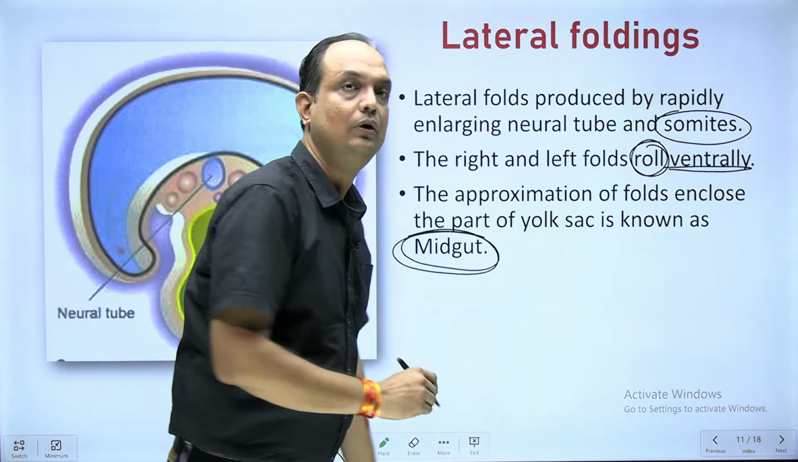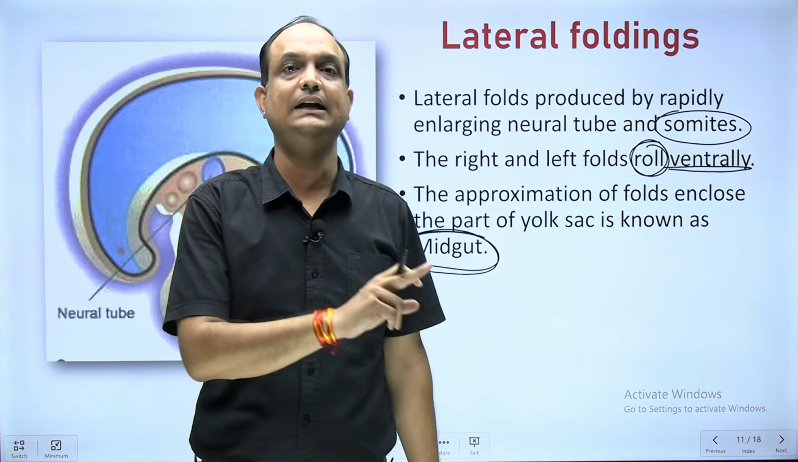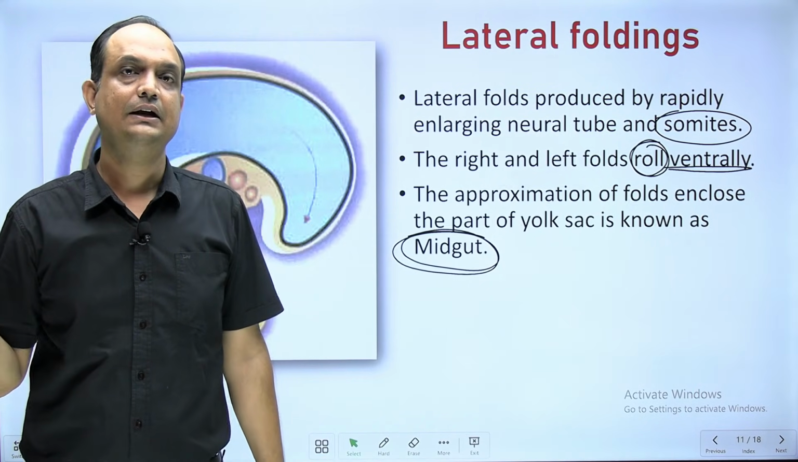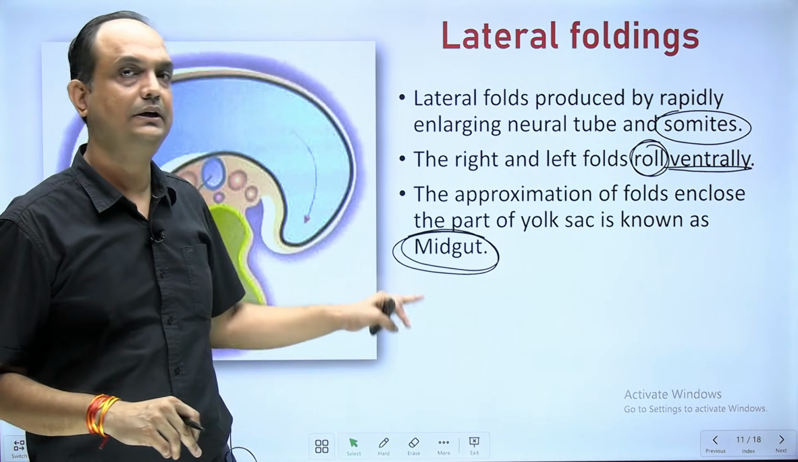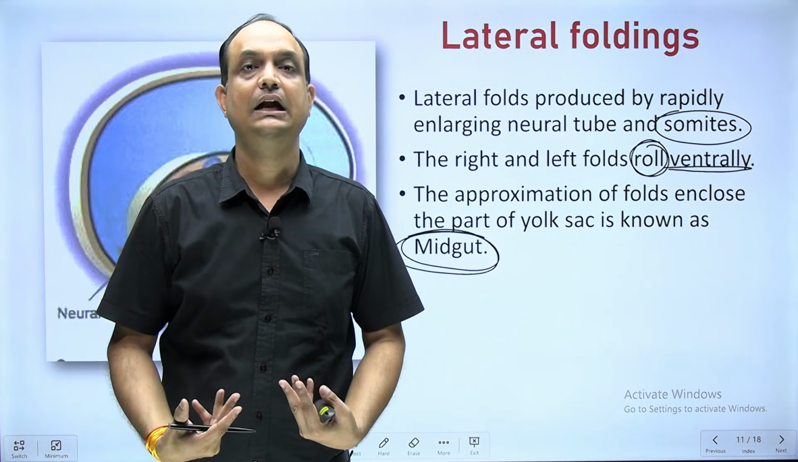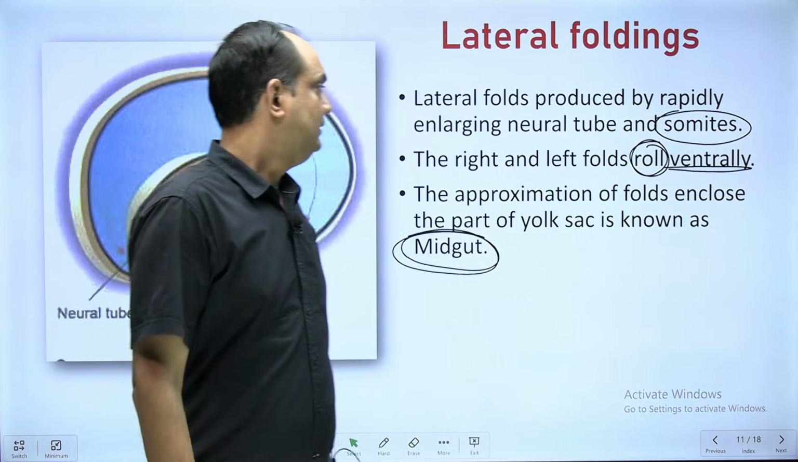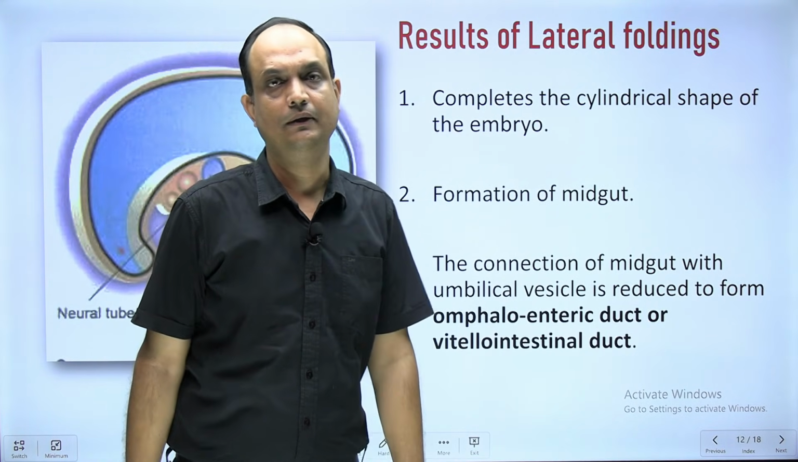your midgut. So what is foregut? The part which is entrapped in the head fold. What is hindgut? The part of the yolk sac trapped in the tail fold. And what is midgut? The part of the yolk sac that is trapped between the right and left lateral folds. Clear? Now, what are the effects of the lateral folding?